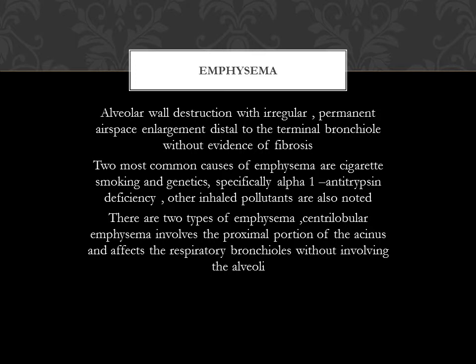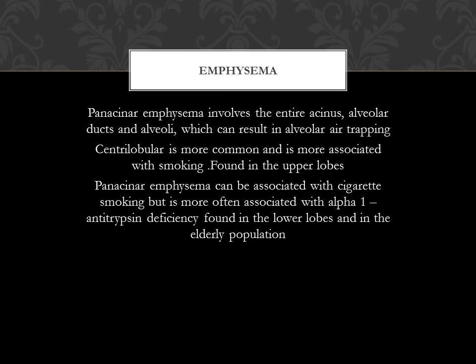There are 2 types of emphysema: centrilobular emphysema, which involves the proximal portion of the acinus and affects the respiratory bronchioles without involving the alveoli. Panacinar emphysema involves the entire acinus, alveolar ducts, and alveoli, which can result in alveolar air trapping.